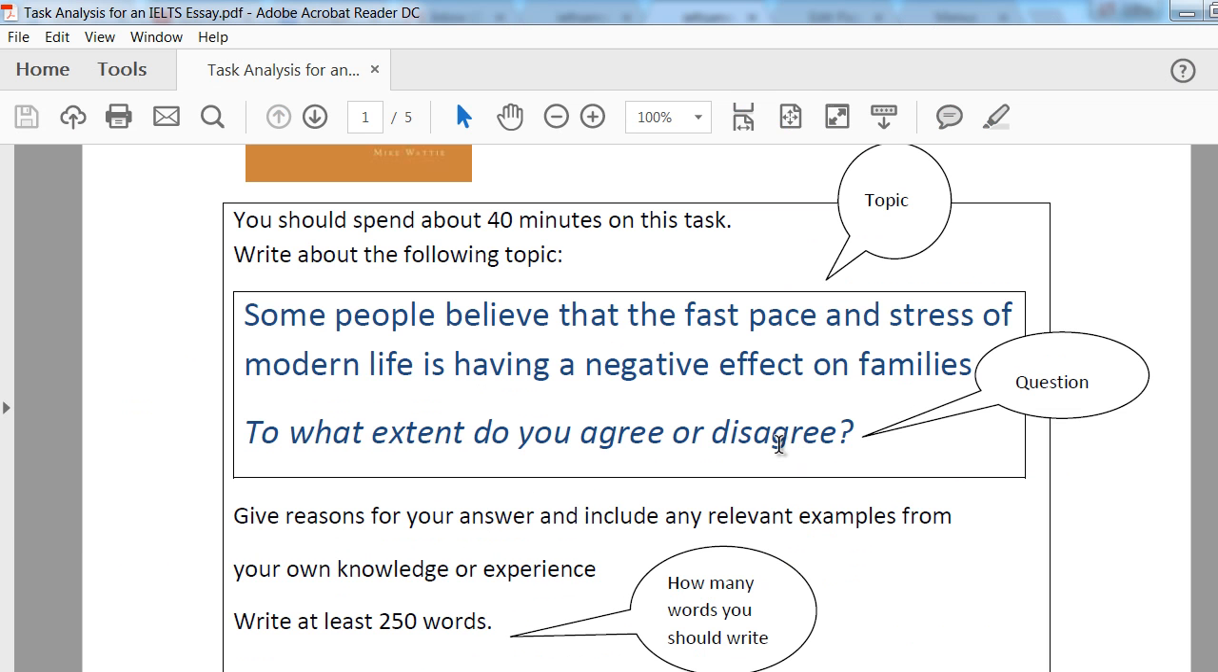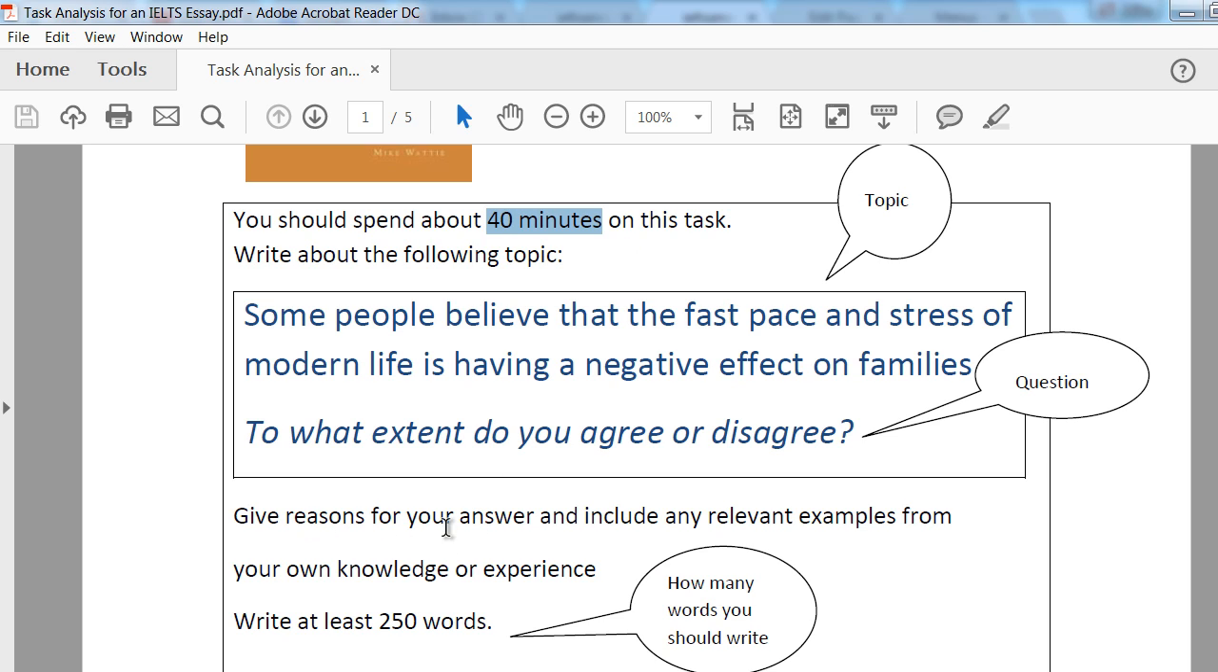When you go into the test, the task instructions are going to look something like this. It's this key part in here that I'm going to be talking about. This part changes. Outside of this box is always the same. You're always suggested to spend about 40 minutes on the task. Okay, that's because that's 2/3 of your time, and the essay is worth 2/3 of your score.